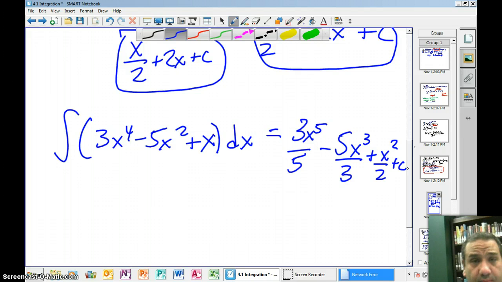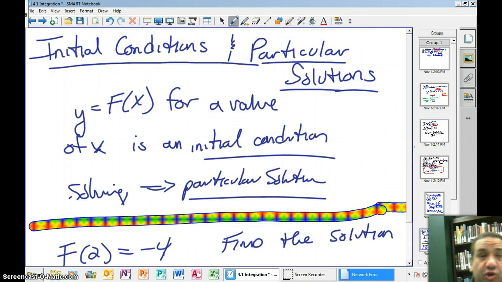So that is one part of what we need to know about integration. Then we start with part 2, which is initial conditions and particular solutions. I said y equals f of x for a value of x is an initial condition, and we're going to solve it for that particular solution. So now we're going to start to get number answers, okay? Give me a second, just moving my notes here. All right? So here's an example on the bottom here.